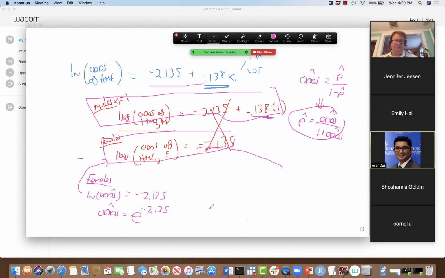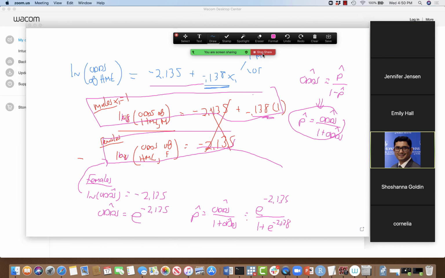Yep. And so the estimated proportion could be done by taking odds over 1 plus odds, or e to the, this is just for females, and then for males I could do the same thing but add negative 0.138 to this exponent. So let's see what happens. Let's go back to this data and see what happens when I do that.